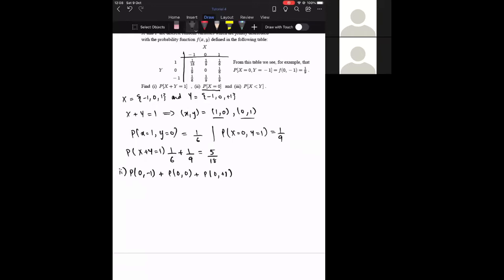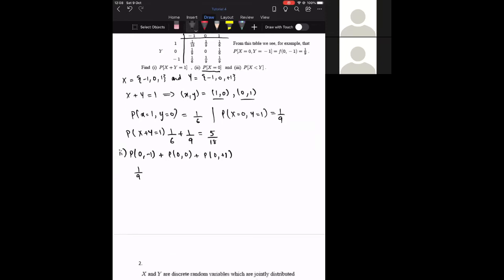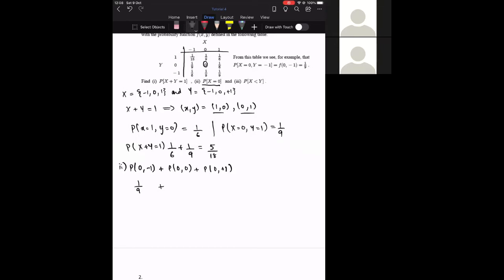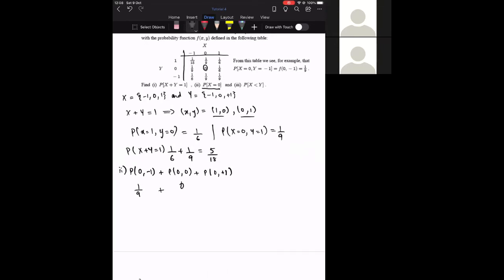This turns out to be 1/9 plus 1/9. We have the probability that x is 0 and y is 0 as 0. We can omit that. This will just be equal to 0 plus 1/9. This just equals 2/9 for the second part.